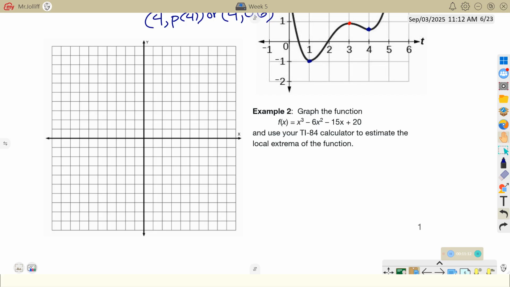All right, so our second example says graph the function f of x equals x cubed minus 6x squared minus 15x plus 20 and use your TI-84 calculator to estimate the local extrema of the function. In order to use a calculator to estimate the extrema of a function, I first have to graph it on the calculator. So I'm going to give you about 90 seconds to get that function into the y equals menu and press the graph button. I'm going to circulate while you're working.